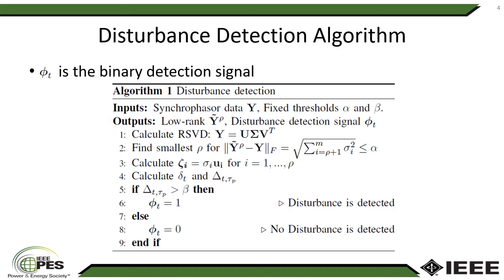So looking at the disturbance detection algorithm, at each instant, we perform the singular value decomposition and we find rho, then calculate the corresponding PC scores. We calculate the disturbance indicator, then compare it with the predefined thresholds to detect and classify disturbances. Phi is the binary disturbance detection signal and is the output of the algorithm.